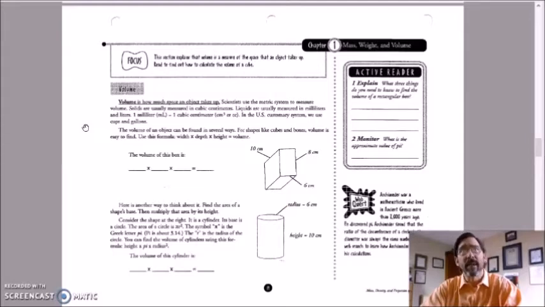The volume of an object can be found in several ways. For shapes like cubes and boxes, volume is easy to find. Use this formula. The width multiplied by the depth multiplied by the height is equal to the volume. So here you have your example. It looks a lot like a cube or a brick, and they've measured it three different ways.